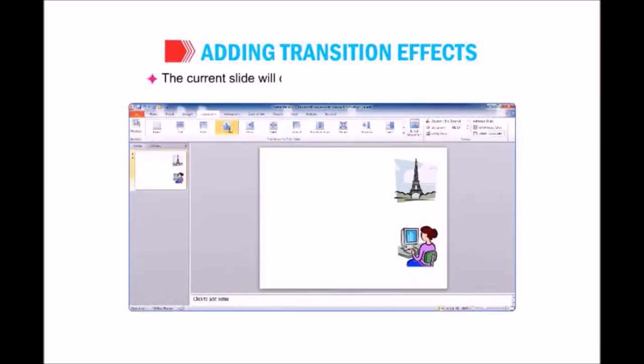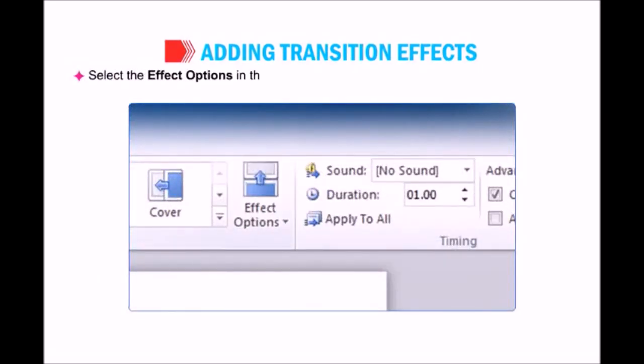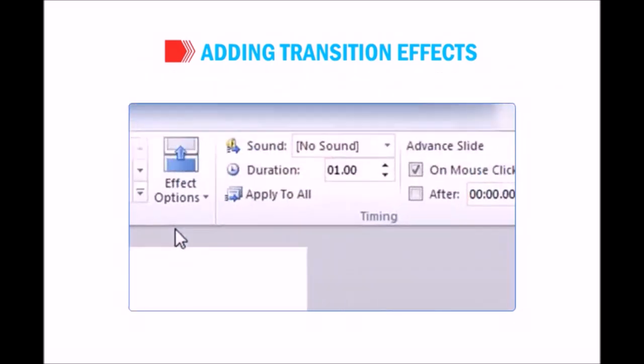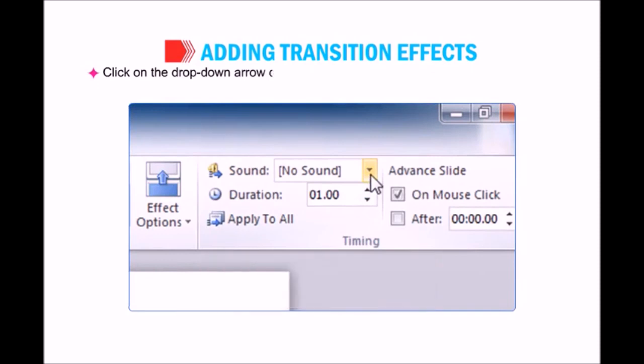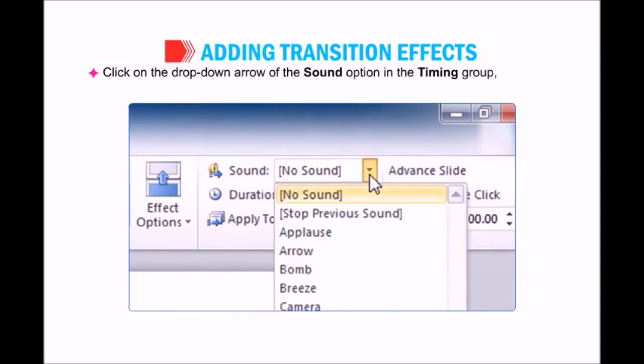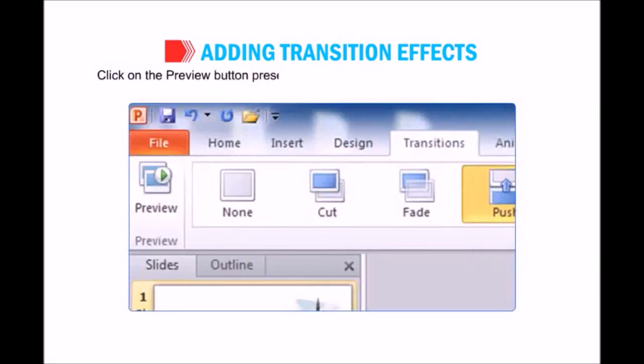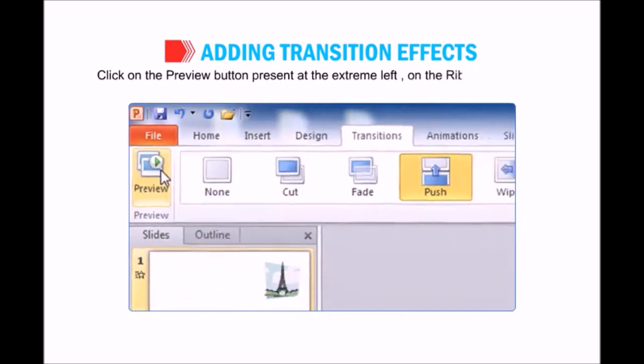The current slide will display a preview of the selected effect. Select the effect options in the Transitions to this slide group to select an effect for the chosen transition. Click on the drop-down arrow of the Sound option in the Timings group and select any sound effect of your choice. Click on the Preview button present at the extreme left on the ribbon.